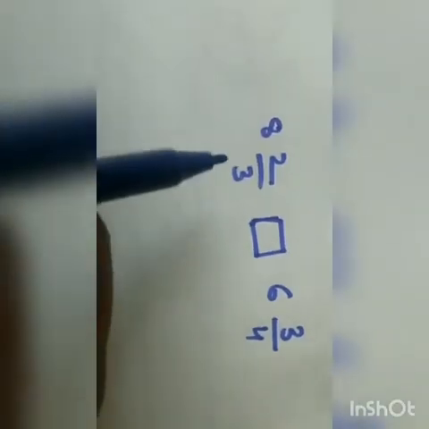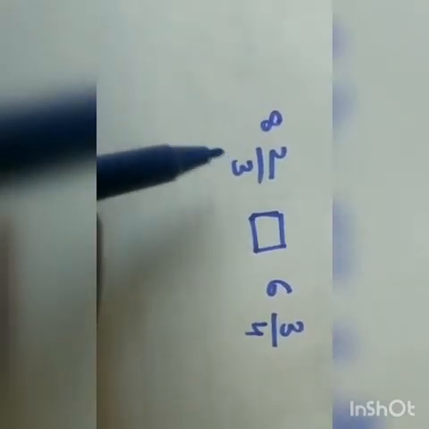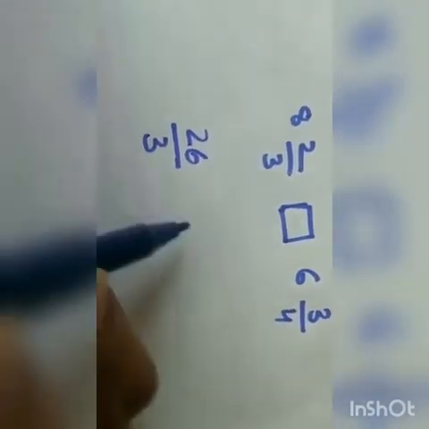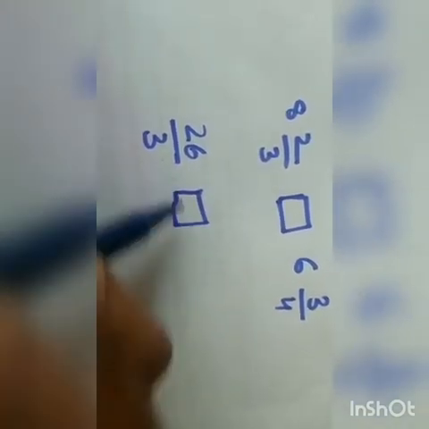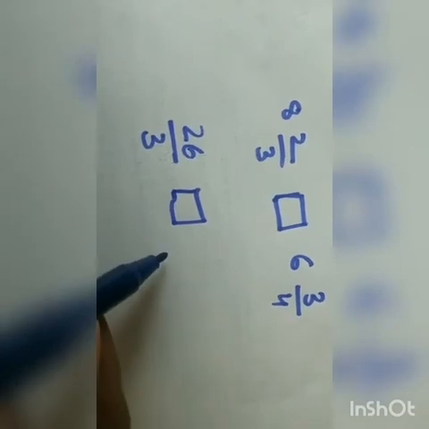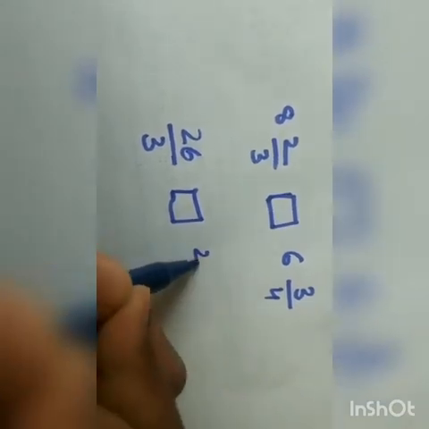Now come to part G. Put the symbols less than or greater than in the boxes. So let's look. First question, 8 into 2 by 3 and 6 into 3 by 4. Firstly, for this purpose we will convert the mixed fractions. 8 3s are 24 and 24 plus 2 is 26 by 3. Now 6 4s are 24 plus 3 is 27, 27 over 4.